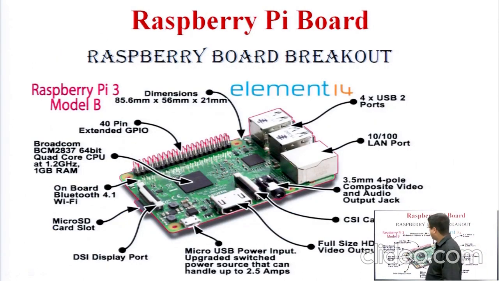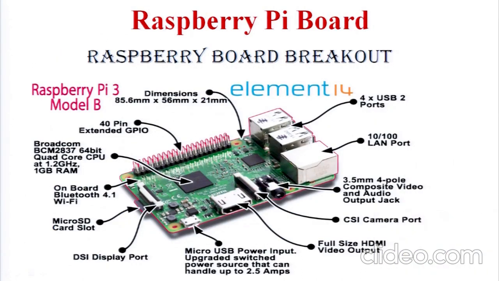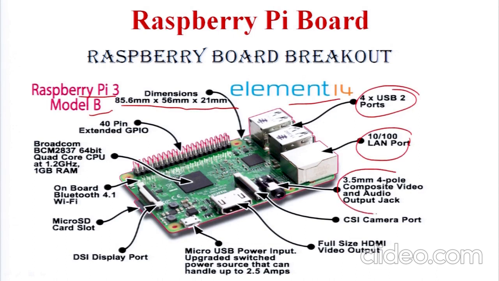After that, this is the Raspberry Pi board. Here in this board you can see many things. The name of the board is Raspberry Pi 3 Model B. It has dimensions of 85.6 millimeter by 56 millimeter by 21 millimeter. It has 4 USB ports, a 10/100 LAN port. It has a 3.5 mm video and audio jack, like our mobile phone. We have the same 3.5 mm jack.